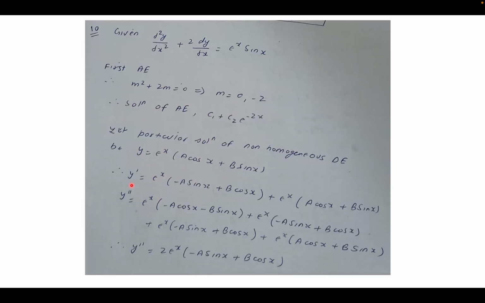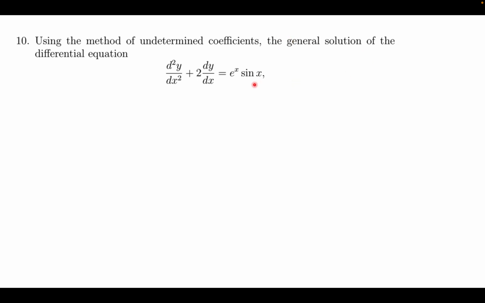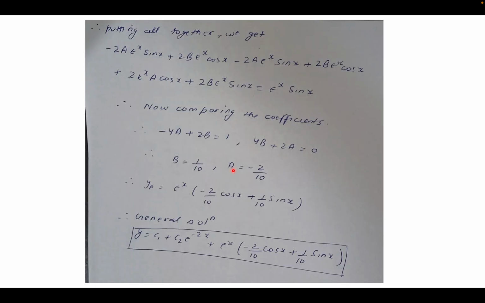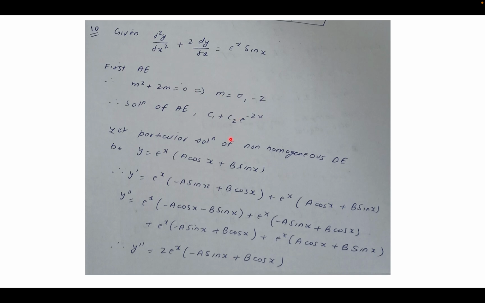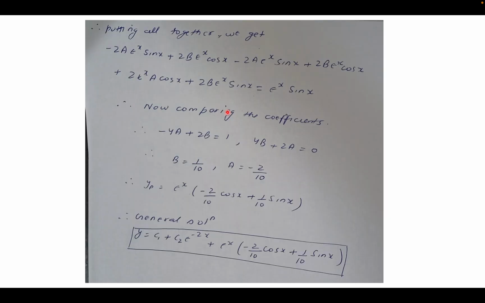As I told you, the question is asking for the general solution of this differential equation. This is also a solution of the differential equation, and the earlier one is also a solution. So the general solution is a combination of both. You have y equal to c1 plus c2 times e^(-2x), which comes from solving the homogeneous part, and then this solution which comes from solving the non-homogeneous part. So the complete general solution can be written in this form.